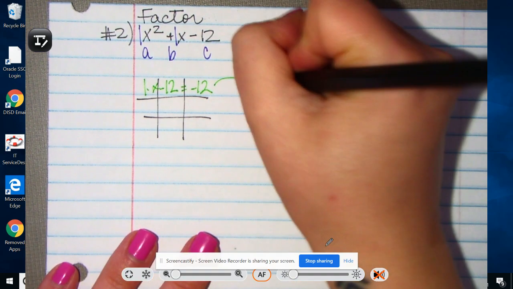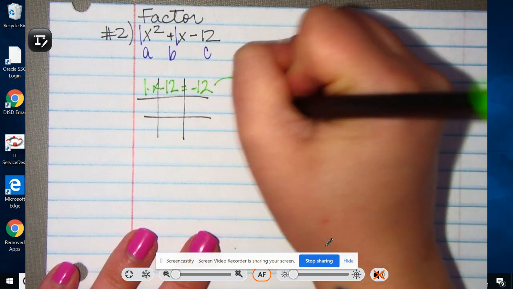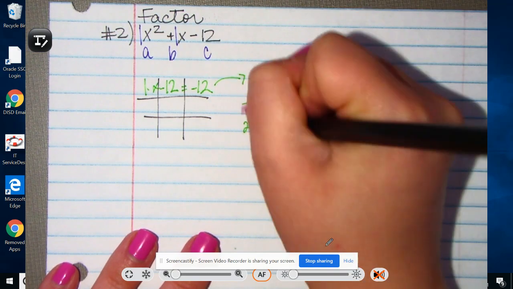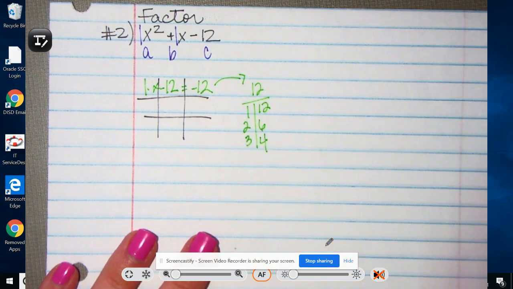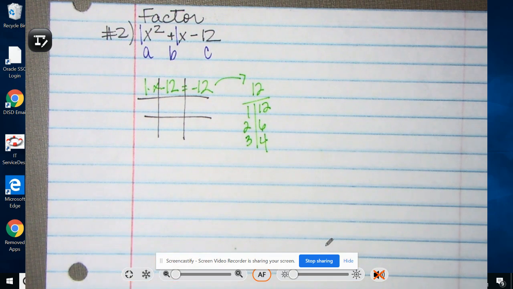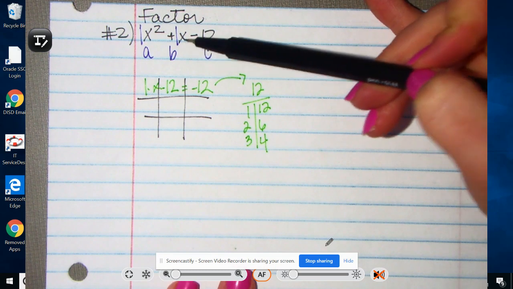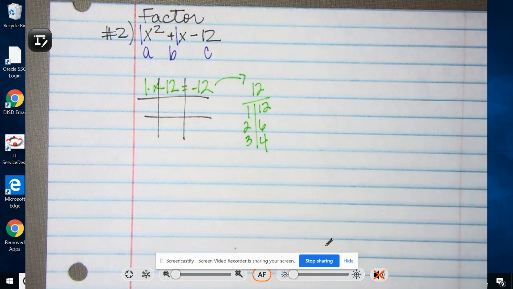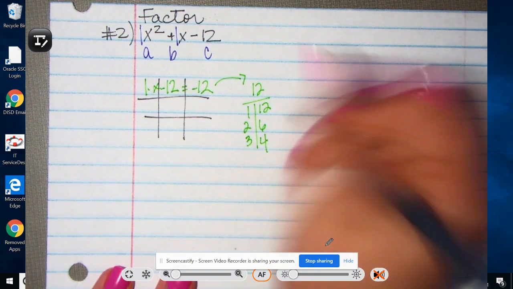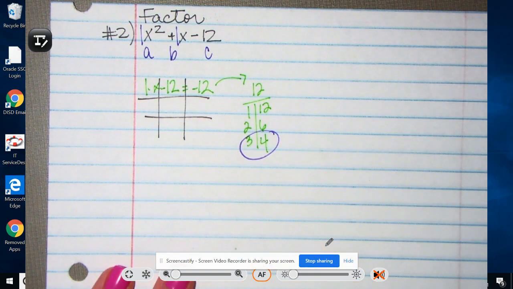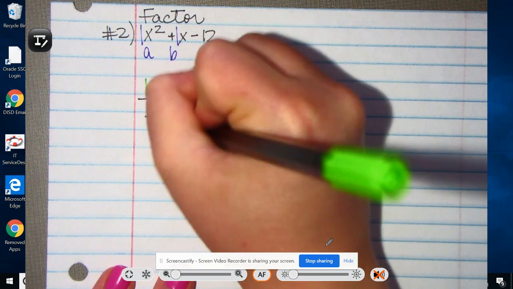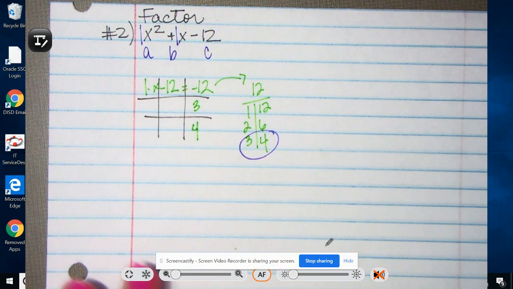Then we're going to list out all of our factors of 12. So 1 and 12, 2 and 6, and then 3 and 4. So we need to figure out which set of numbers we're going to use. We're going to look at our B value, which is 1. So we need to figure out which set of numbers has a difference of 1. And we know that we have 3 and 4. So we're going to put 3 and 4.